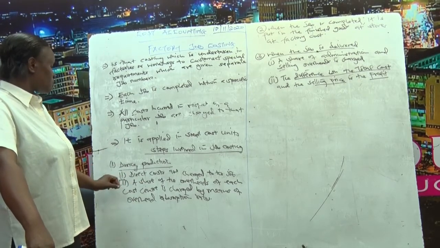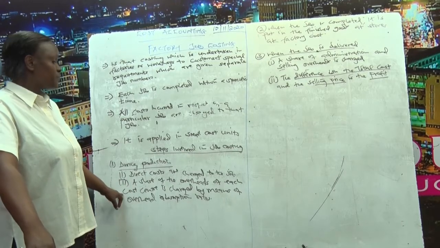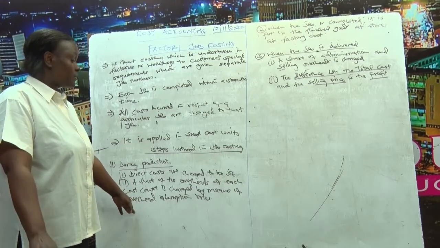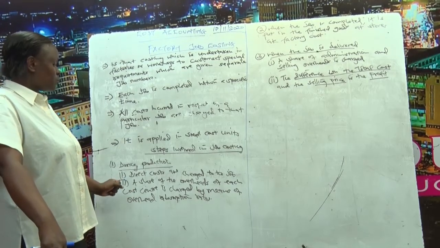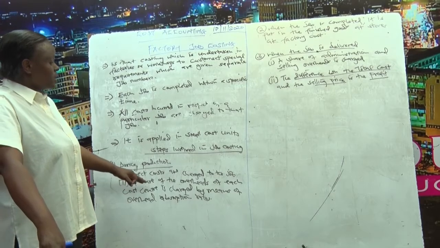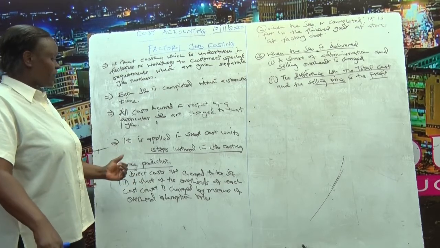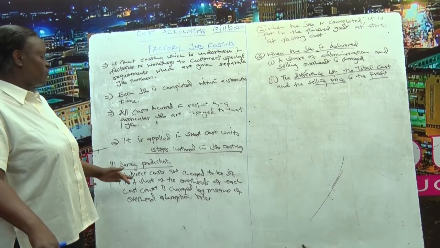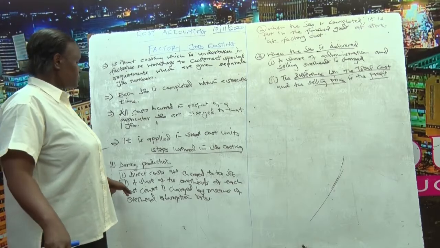Then a share of the overheads of each cost center is charged by means of overhead absorption rates. We learned about how you come out with an absorption rate when we were looking at overheads as a topic. So the way you charge an overhead to the cost centers is the same way you are going to charge the overhead to that specific job.